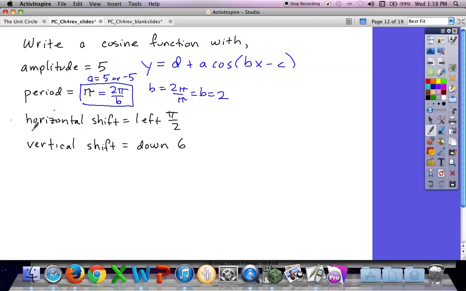Right? The horizontal shift tells us about the letter C. Specifically, it is equal to C over B. But we already know what the B is, that's 2. So I can say that pi over 2 equals C over 2. So C equals pi. And the last bit of information, the vertical shift is down 6. So that would tell us that the D equals negative 6.